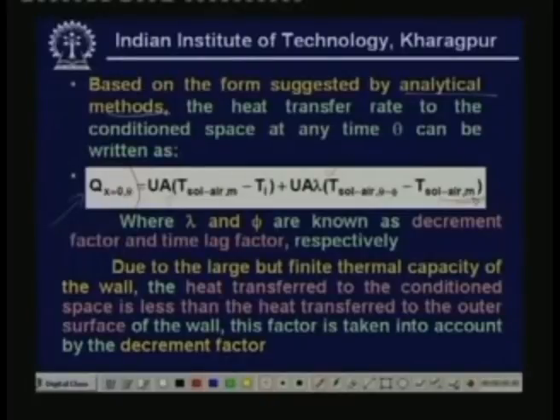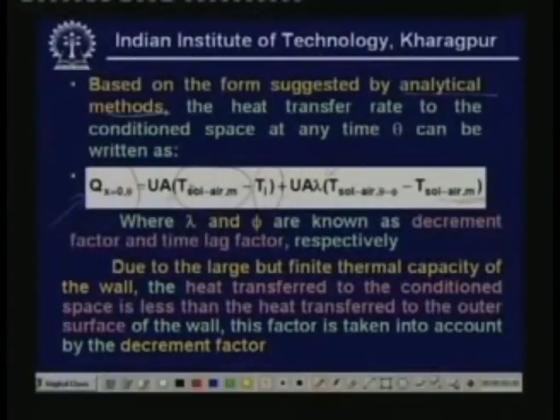So what are all these things? This one, T sol air subscript m, is what is known as the mean sol air temperature. Let us say that you find the mean sol air temperature for the 24 hours. You calculate the hourly sol air temperature and find an average of that. So that is the mean sol air temperature, T sol air subscript m. Then Ti is the temperature of the conditioned space, which we are assuming to be constant, right?